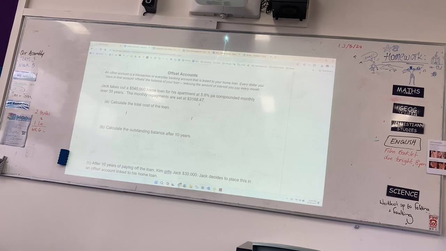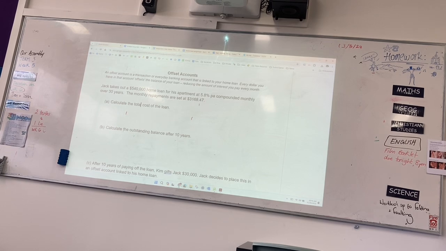How's my summary of the offset account definition up the top? Is that similar to what we've looked at? An offset account is a transactional everyday banking account linked to your home loan. Every dollar you have offsets, reducing the amount of interest you pay. Exactly like yours. Good.